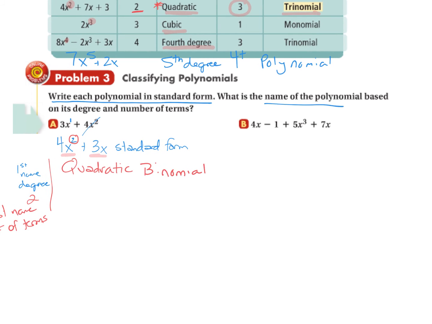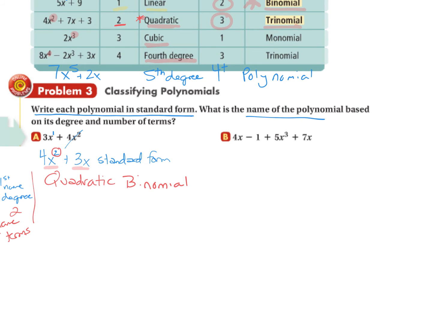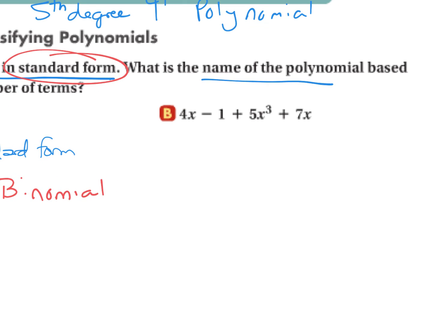Let's take a look at part B. So first I have to get this into standard form. Biggest exponent first, down to the littlest. I'm going to write in an exponent of 1 when it's not there. So I've got 5x to the third. I'm going to cross them out as I go. Positive 4x, positive 7x, and then negative 1. A plain number always ends at the, we always put that at the end, rather.